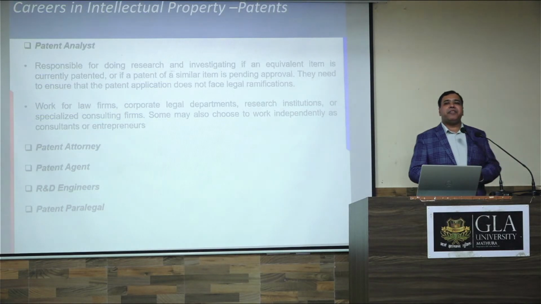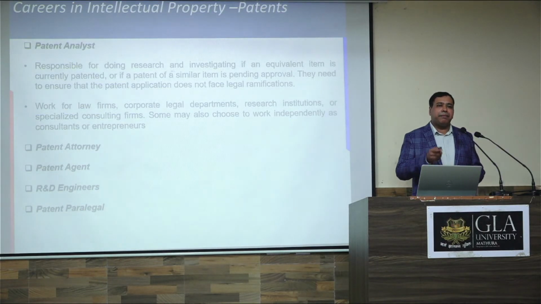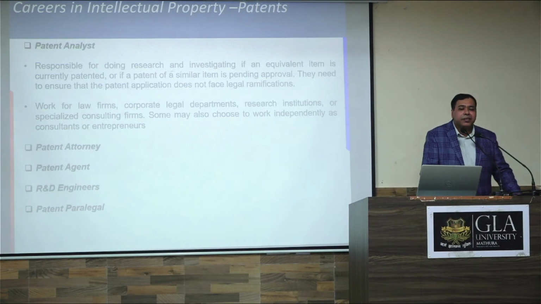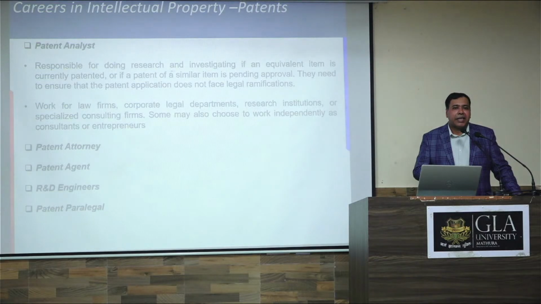Then if there are people from a law background, they could do LLB and act as an attorney or a patent attorney. Then there are other roles like patent agents that they can become. Again, a patent agent has to be a technological person. You can have the potential of becoming an R&D engineer. And if there are LLBs, there could be a potential of becoming a patent paralegal as well. So there are a lot of career opportunities when it comes to intellectual property rights.